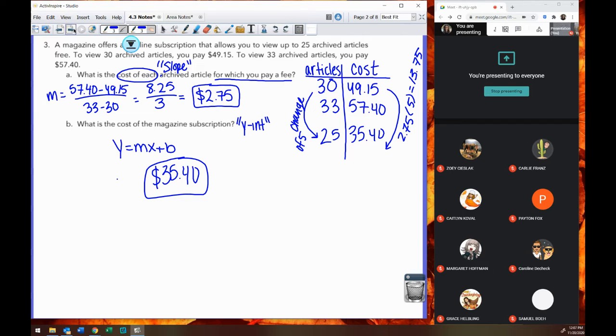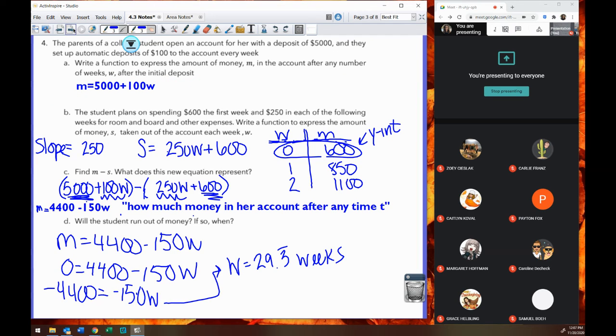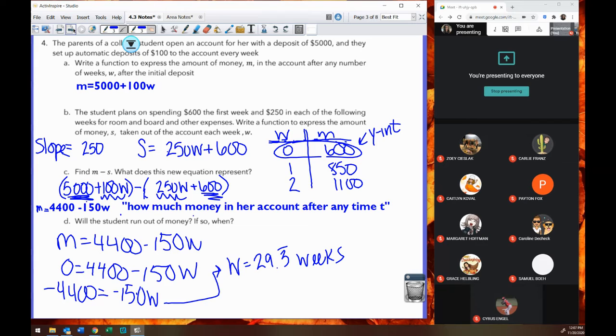And then number 4. We did a lot with this in first period. Do you guys in here have any other questions about it? We worked on this a lot. Anybody at home have questions about number 4?